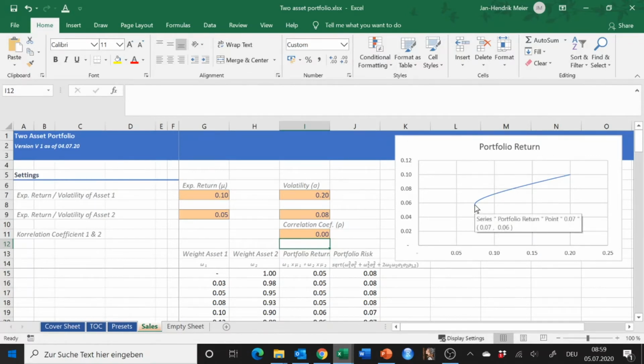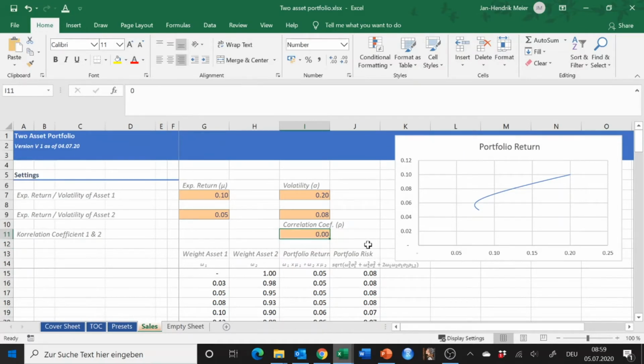The tip of this curve reflects a dominant strategy. Dominant in the sense of it has at the same risk a higher return, or at the same return a lower risk. In this case it has both. It has a higher return and a lower risk. So it is definitely dominant towards an investment in asset 2.